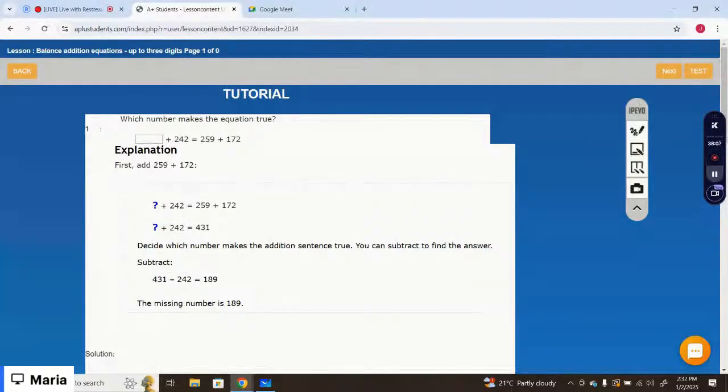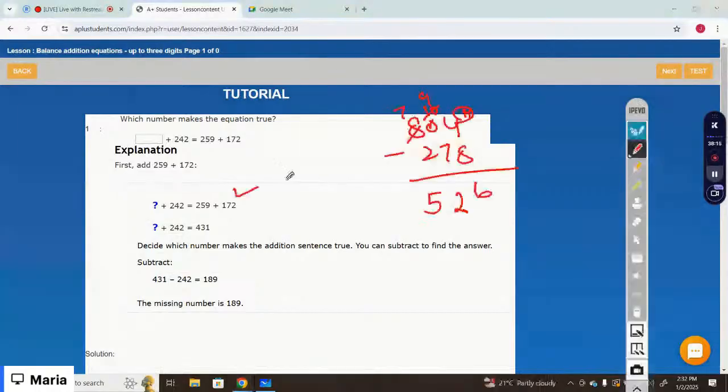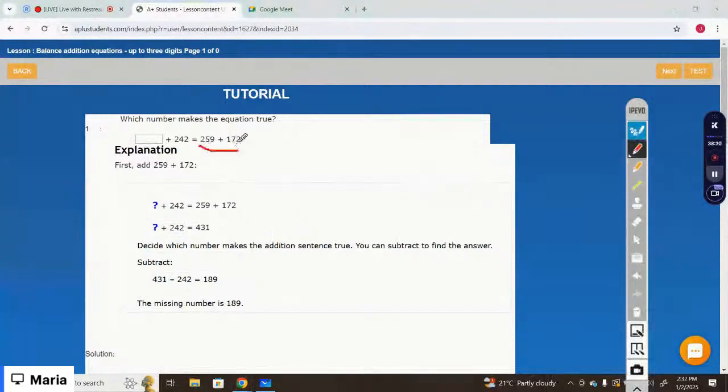Which number makes the equation true? Balancing an equation means that when you add both sides of the equation, their sum is exactly the same. That means they are balanced equations. So you need to add the side where you are given both the numbers. Just add 172 plus 259. That is 431. Now they are the same.